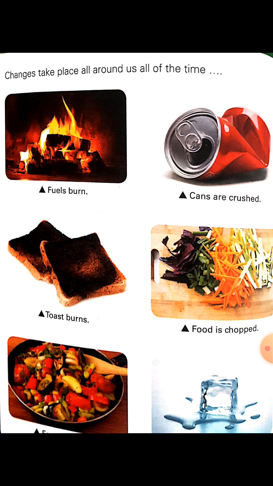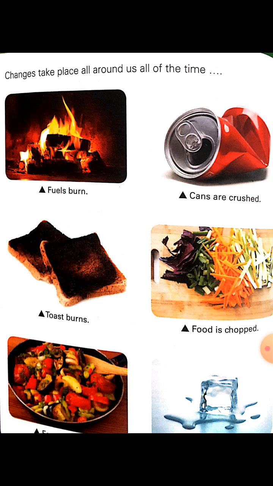Now these changes can be divided into two groups: physical changes and chemical changes. It is very important to understand the difference between physical and chemical changes. Actually, when the number of atoms and molecules changes, chemical changes take place, and when there is no change in the number of molecules and atoms, physical changes take place.